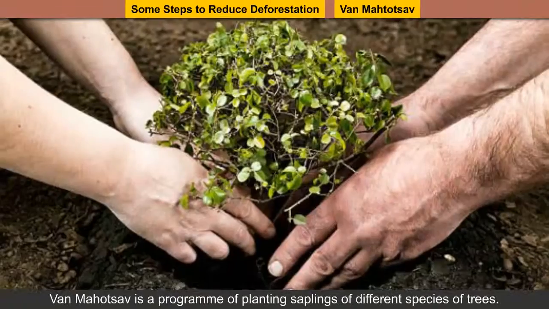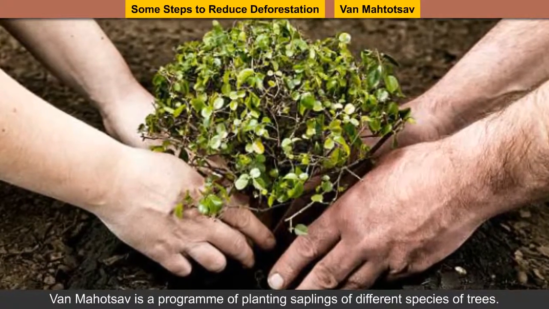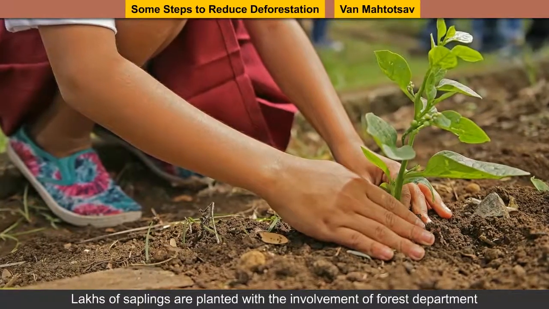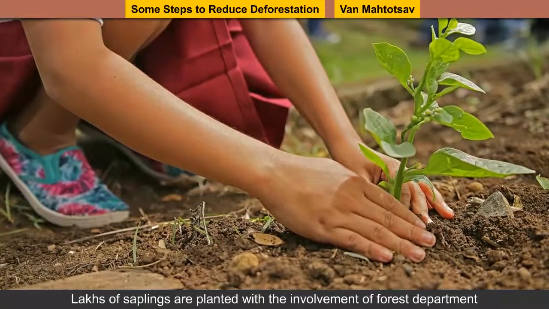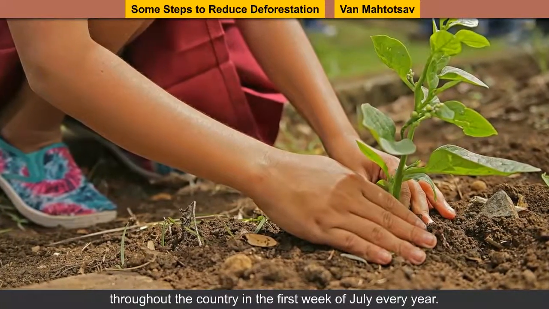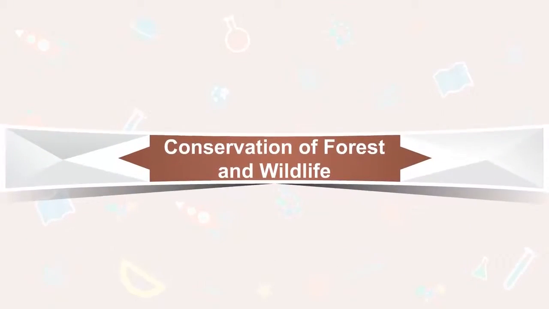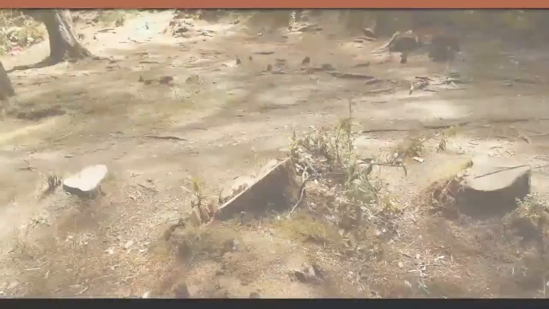Van Mahotsav. Van Mahotsav is a program of planting saplings of different species of trees. Lakhs of saplings are planted with the involvement of Forest Department throughout the country in the first week of July every year. Conservation of forest and wildlife.